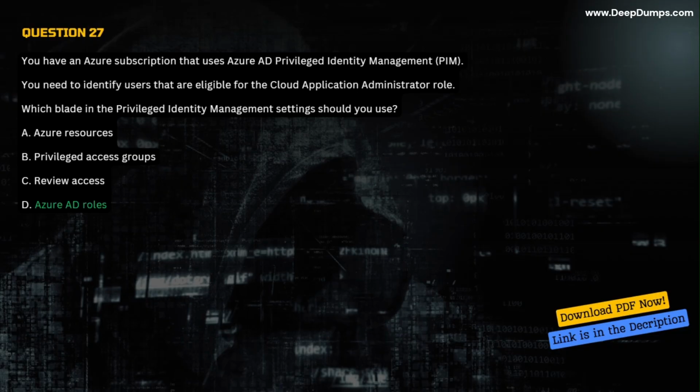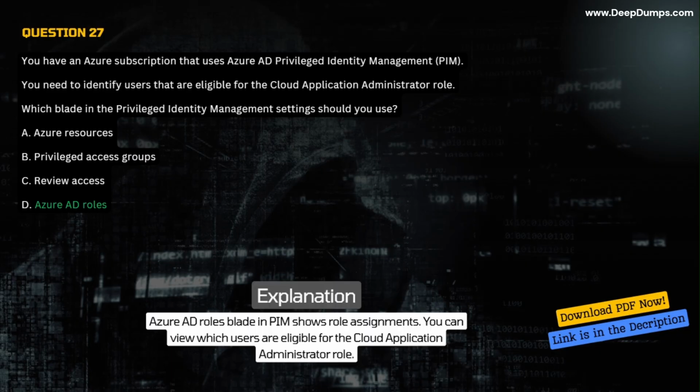Correct answer D. Azure AD Roles. Explanation. The Azure AD Roles blade in PIM shows role assignments. You can view which users are eligible for the Cloud Application Administrator role.